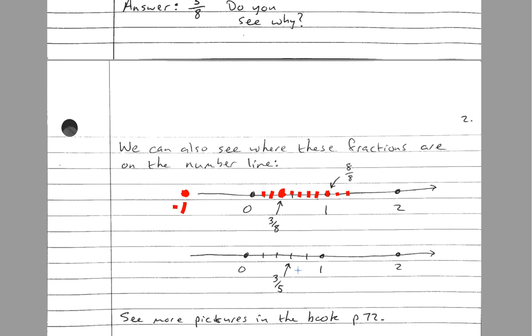We also looked at 3/5. So where is 3/5? Well, now we're 3/5 of the way between 0 and 1. So this is 1/5, 2/5, 3/5 is here, 4/5, 5/5. That would be 1. That's the whole rectangle or the whole circle.